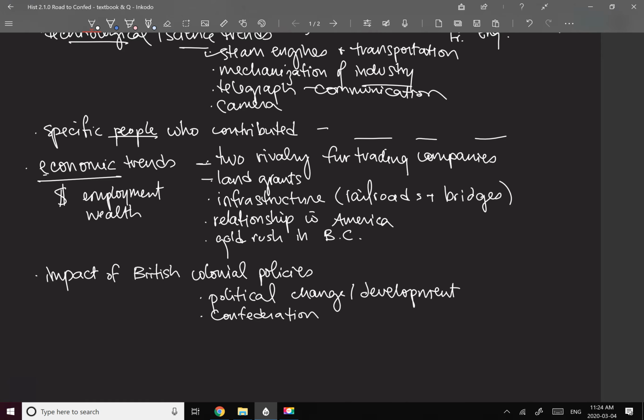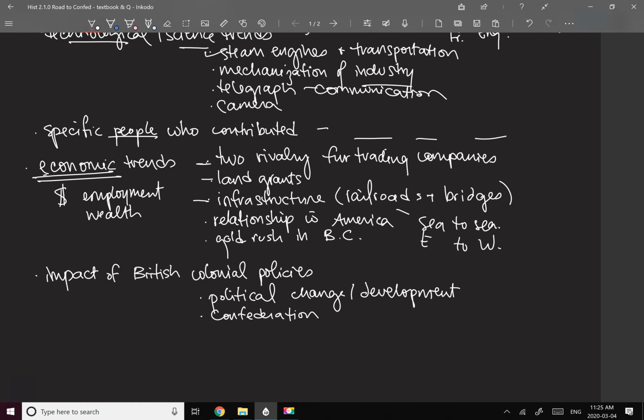Across the country, we have the development of more infrastructure. So these are the structures of the land. The railroad that's going to connect that sea to sea, east to west. The bridges, things like that.